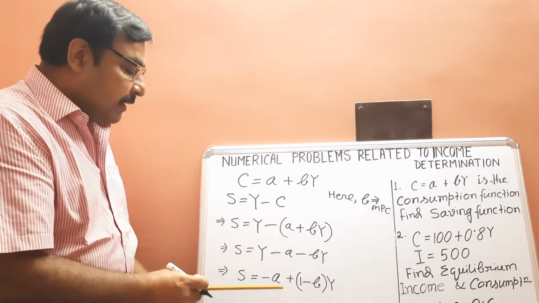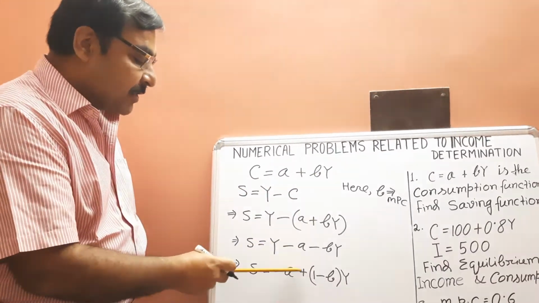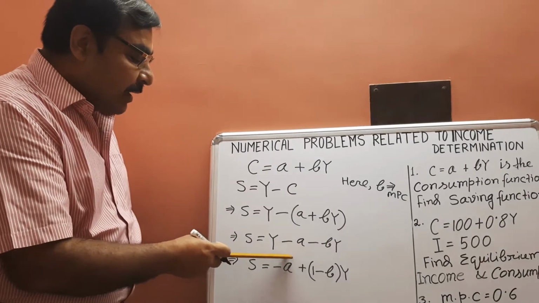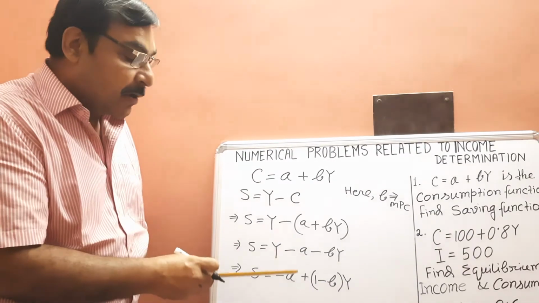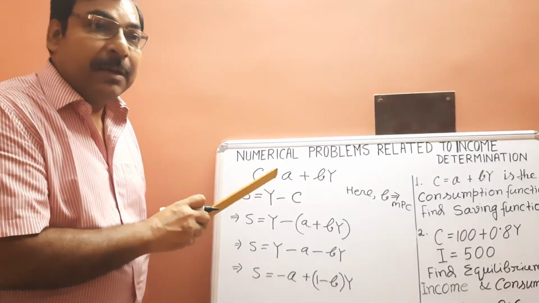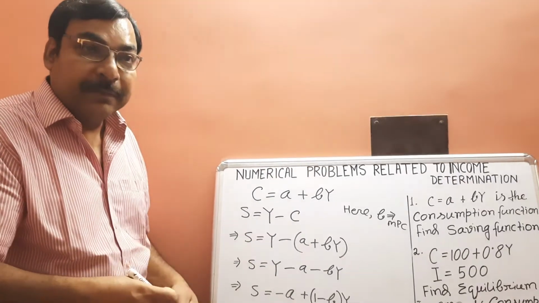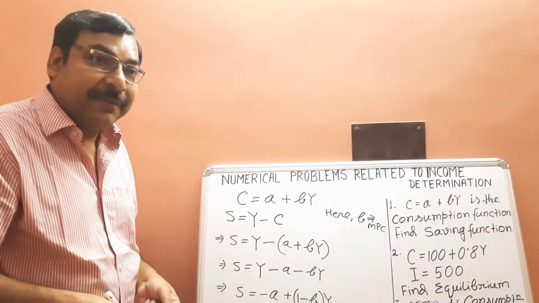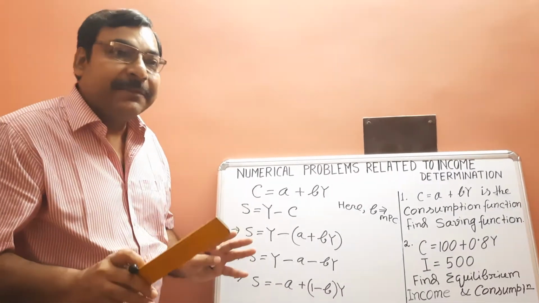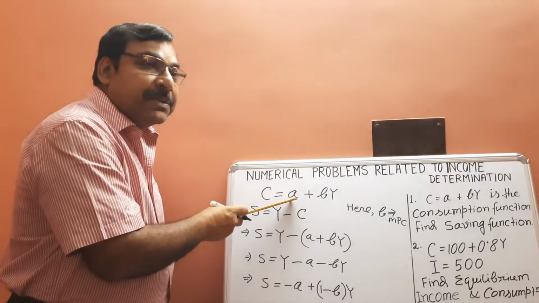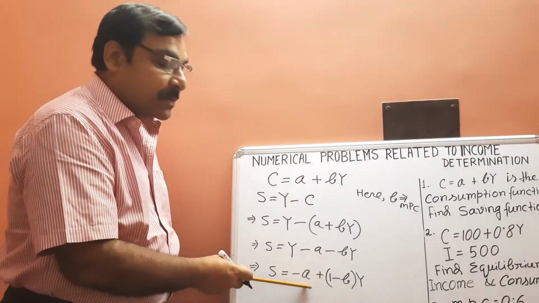Now you should keep in mind, if C is equal to A plus BY, then in the saving function, in place of A, it is negative of autonomous consumption, because that consumption at zero level of income was actually made by borrowing or running down past accumulated savings. That is called negative savings. Borrowings refer to negative savings. So if autonomous consumption is A, in the saving function we will get negative of autonomous consumption.